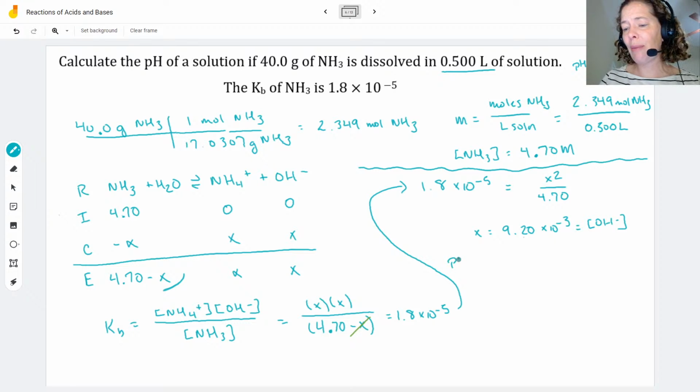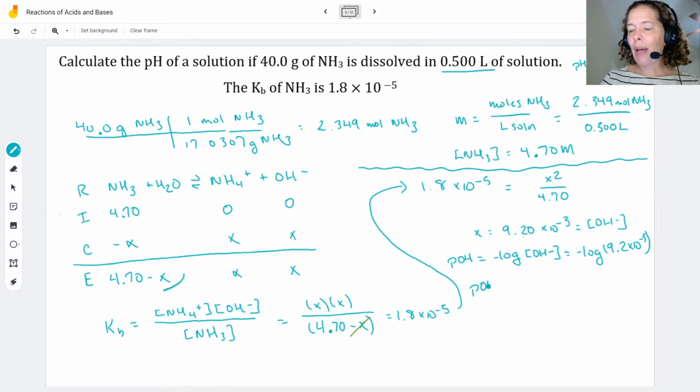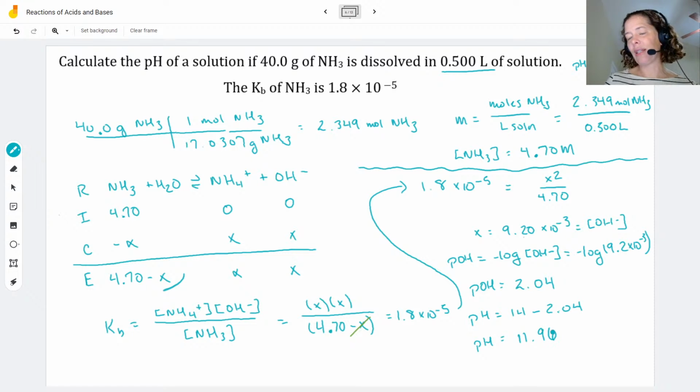So I'm first calculating my pOH. This is simply negative log of my concentration of hydroxide, which I know for this problem because I just calculated it: 9.2 times 10 to the negative third. So my pOH here is 2.04. To get pH, I'm just going to do 14 minus 2.04. This gives me a pH of 11.96.